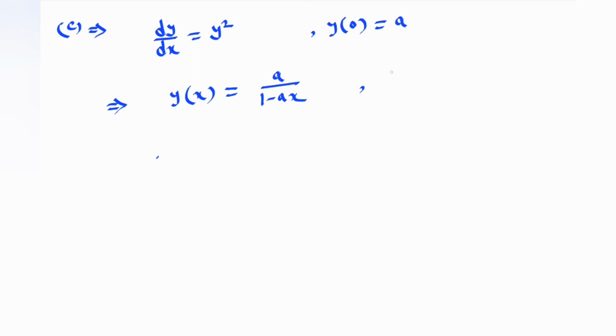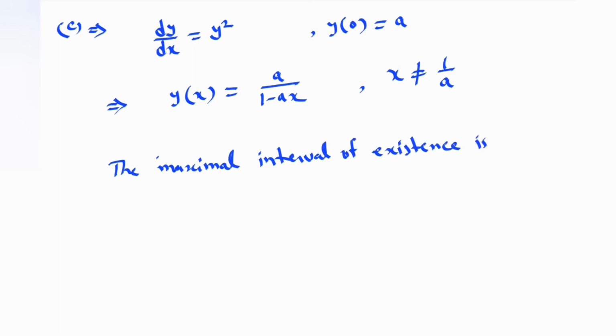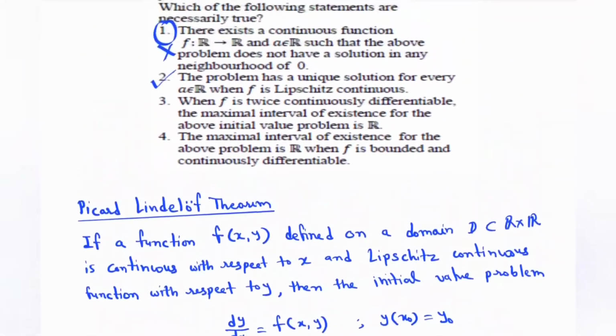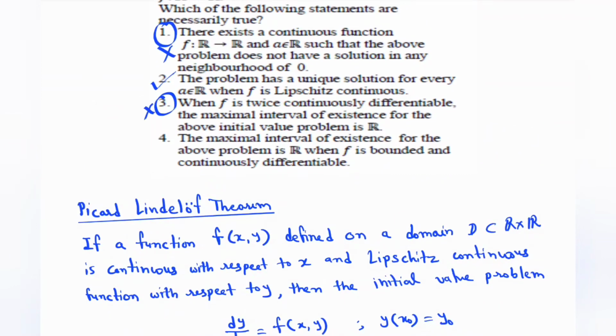So the condition is x will not be equal to 1 by a. So the maximal interval is not R. The maximal interval of existence is not the whole real number because the solution breaks down at x equal to 1 by a, which is a point of the real numbers. So the maximal interval will not be whole R. So C is not the correct option. So this option 3 is not correct.